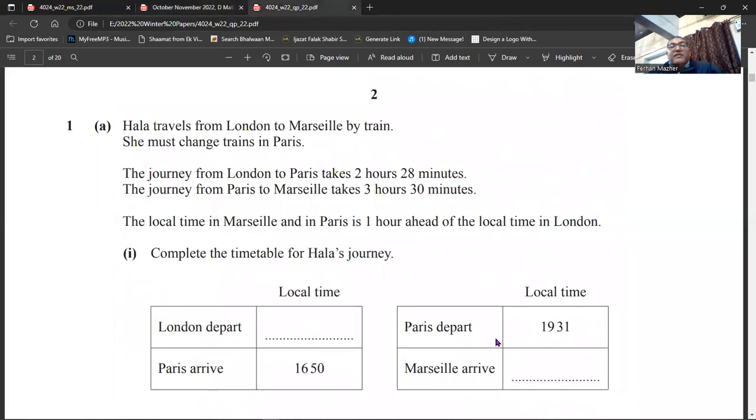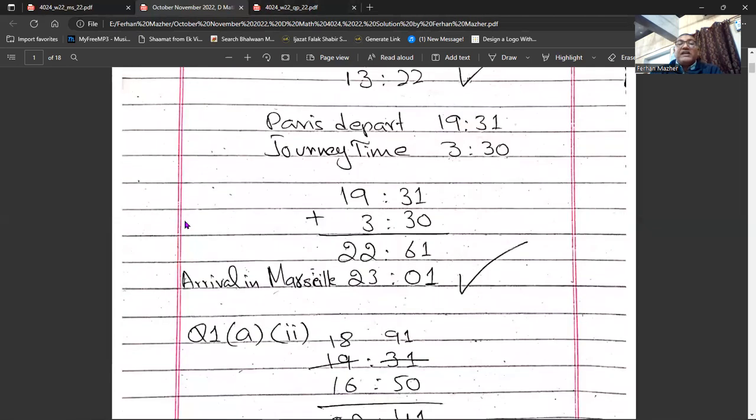And then it says the Paris departure time is 1931, and the journey time from Paris to Marseille is 3 hours and 30 minutes, and the time is the same in Marseille and Paris. So I know the departure time, I know the journey time, I want to find the arrival time. To the departure time, simply add the journey time and you will get the arrival time in Marseille. So 1931 plus 3 hours and 30 minutes: you will get 61 minutes and 22 hours. 60 minutes make 1 hour, so take 1 hour here, so that is 23 hours and 1 minute. So that is my answer.